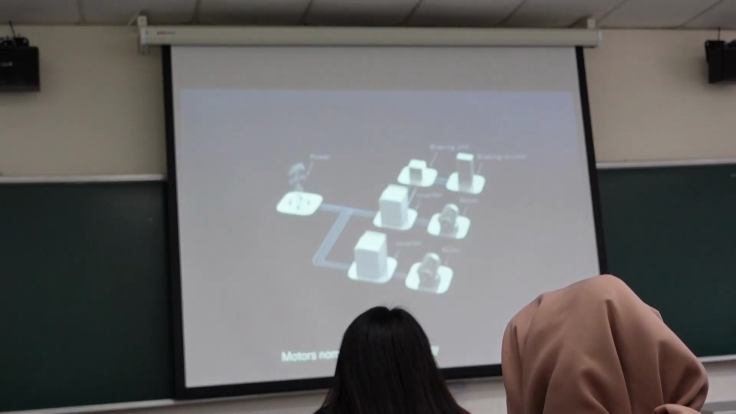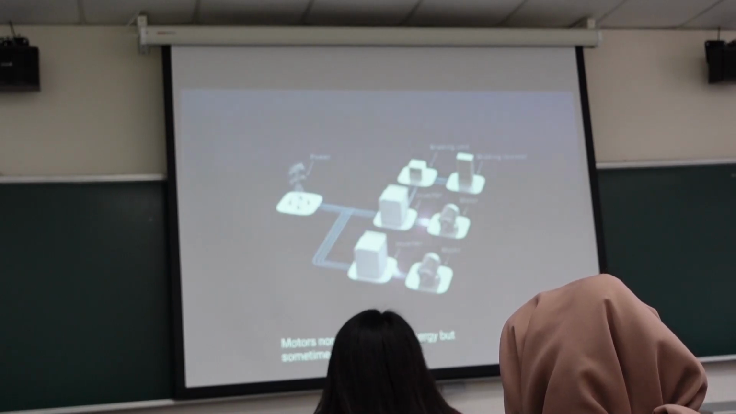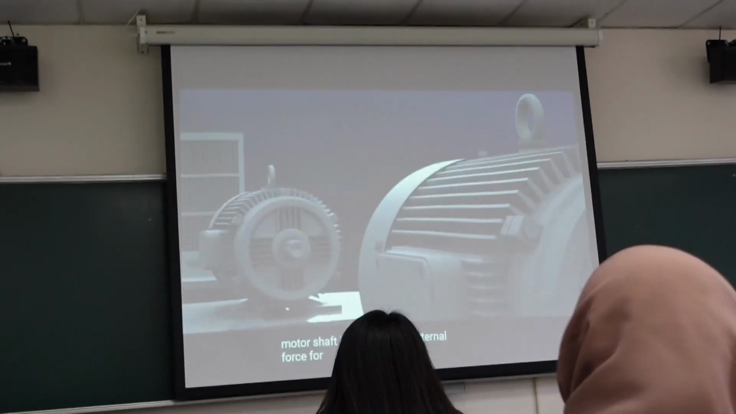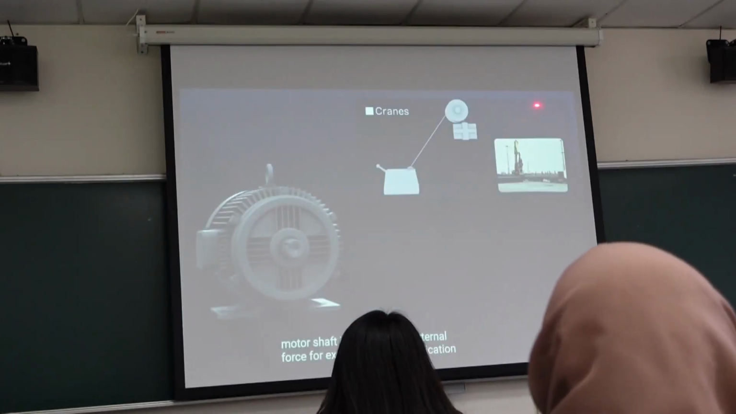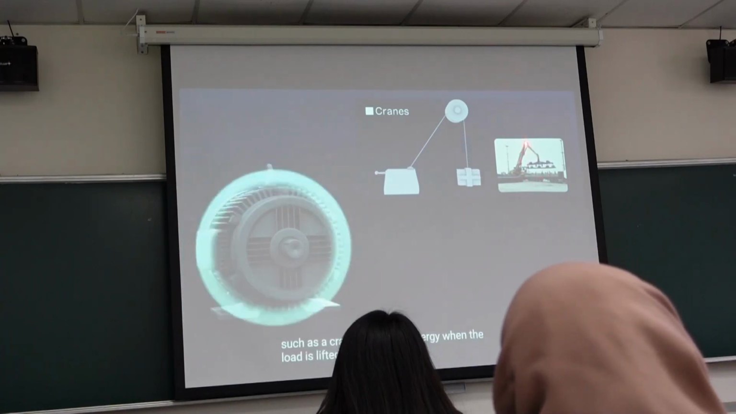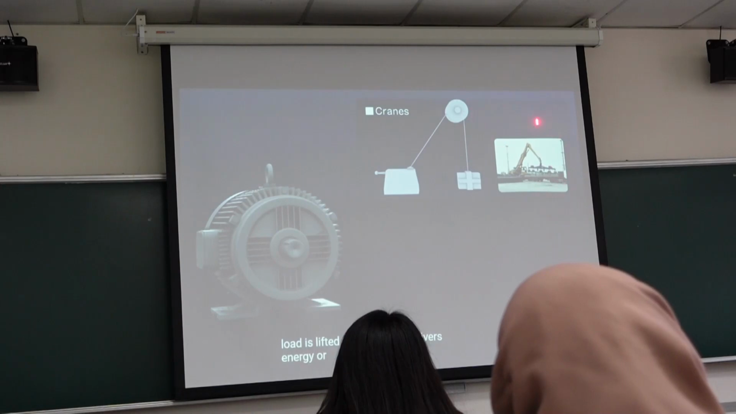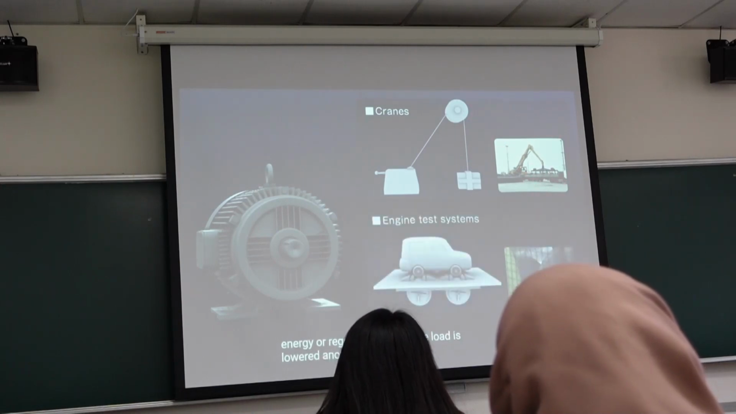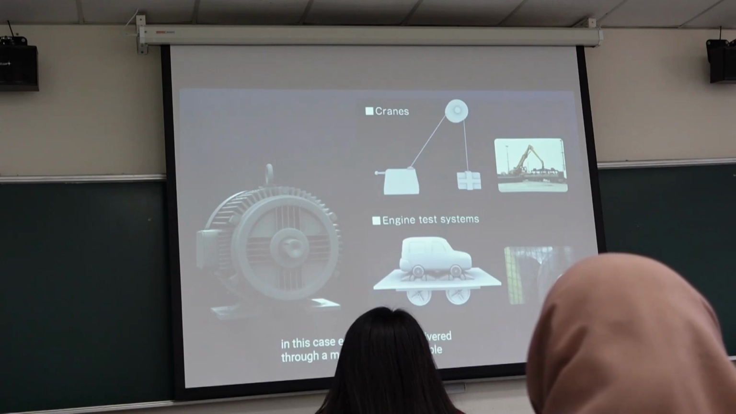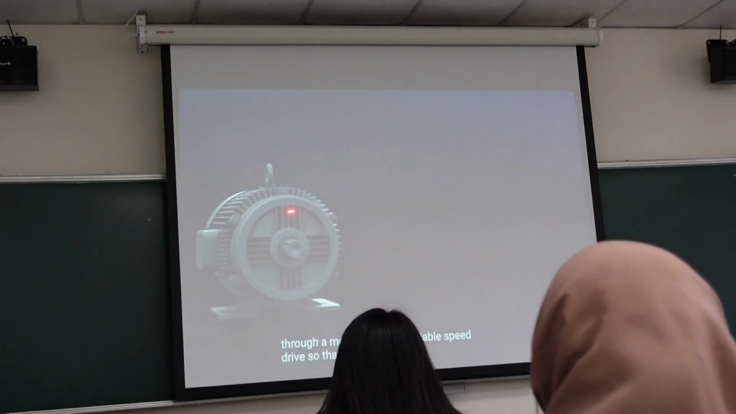Motors normally consume energy, but sometimes energy flows backwards when the motor shaft is sometimes turned in an external place. The motor can return the energy to the grid. A lifting application such as a crane consumes energy when we lift up. When we draw down, we can provide energy to the grid when the load is lower. We call it regeneration. Dynamometer: in this case, energy is being delivered through a motor back to a variable speed drive, so that the power can be measured, and back to the grid.